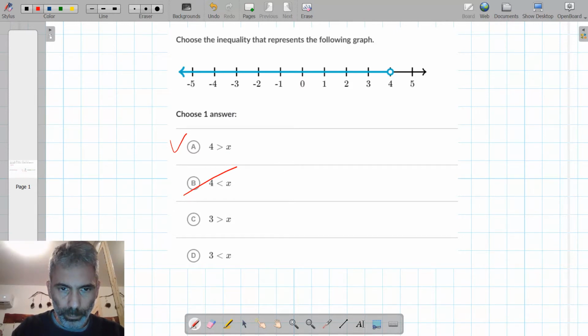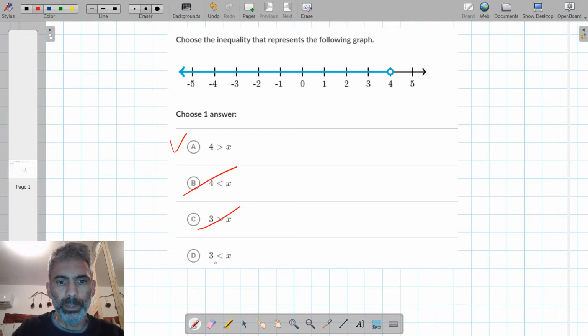3 is greater than x. Okay, but if option C was correct, then the circle should be on 3, and all the values of x should be to the left of 3. But if I plug in, let's say, 3.5, this option would not be correct, because 3 is not greater than 3.5. So this option is not correct.